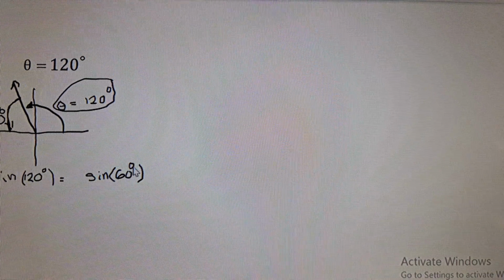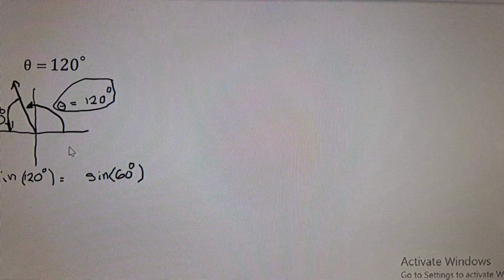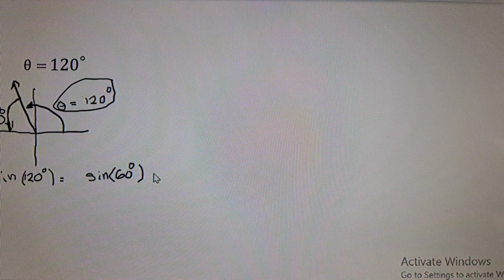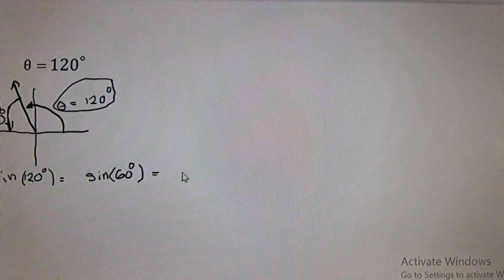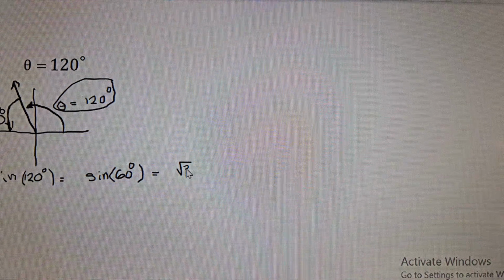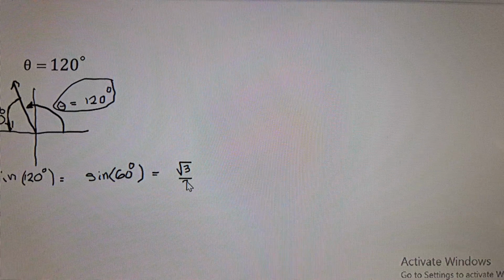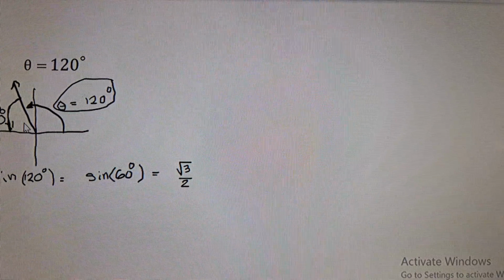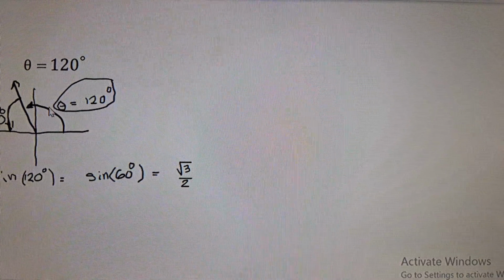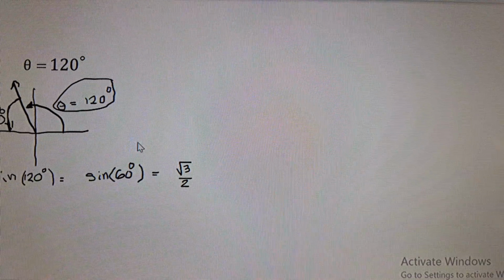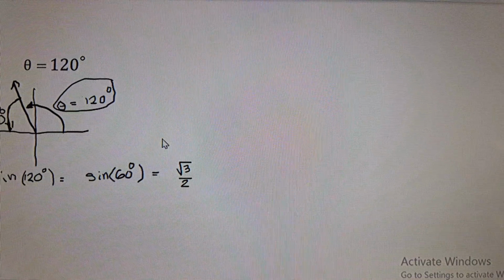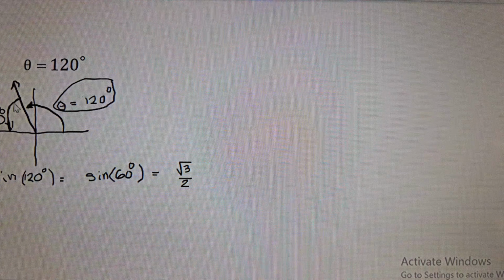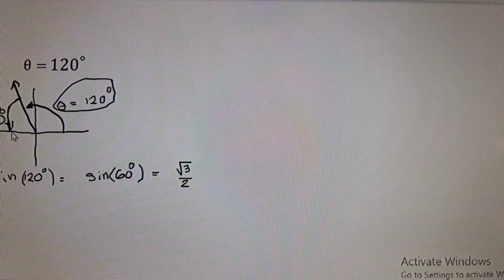We know what the sine of 60 is, right? Well, the sine of 60 is equal to square root of 3 over 2. However, what do we know about the convention in this? What's the sign, is it positive or negative in the second quadrant? Because the reference angle is in the second quadrant, isn't it?